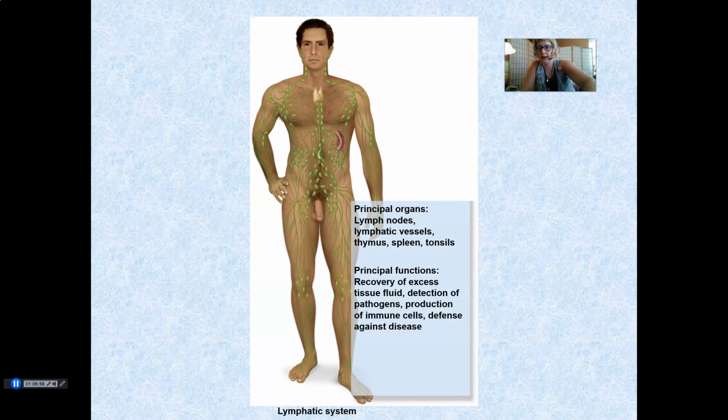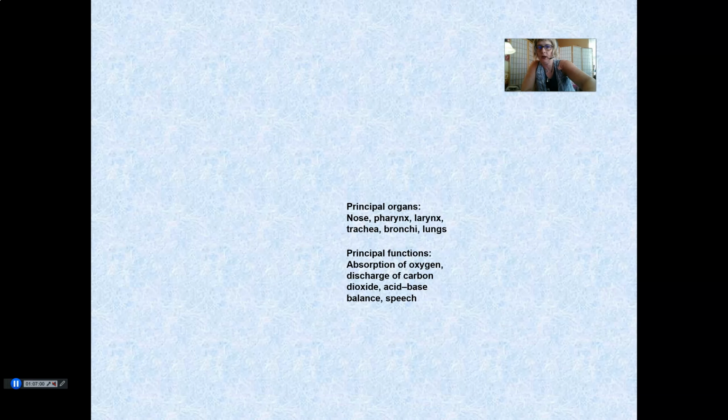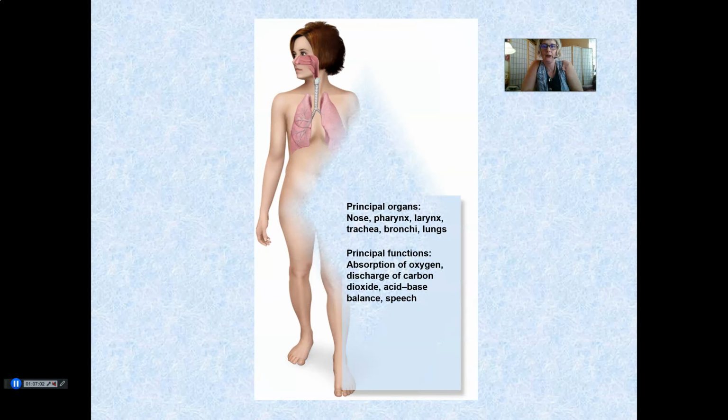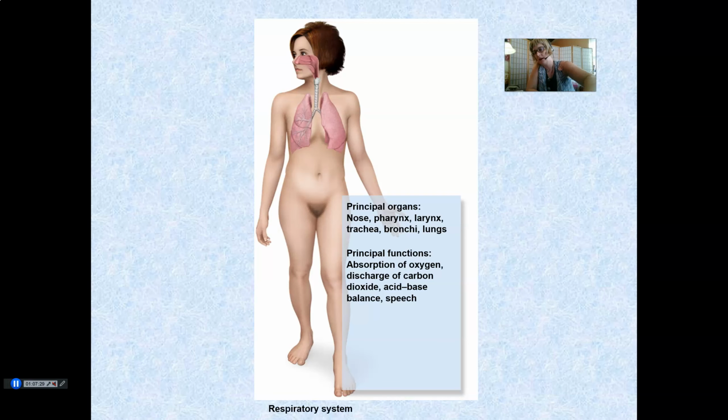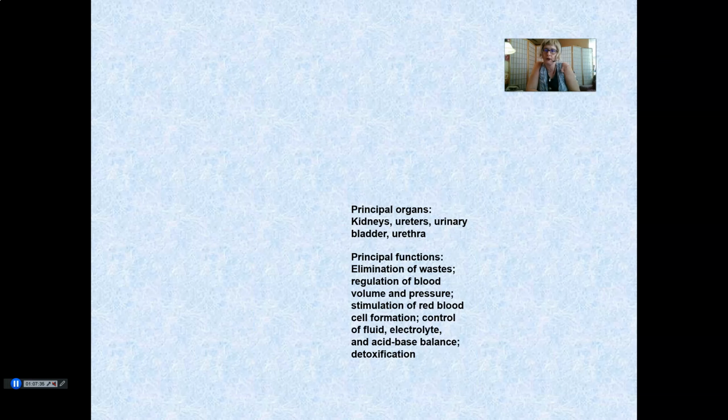Now, the next slide is going to show you the respiratory system. Without the respiratory system, we would not be alive. We need to convert the oxygen and get it to all tissues and all cells of the body. And the way we do that is through our nose and breathing through our nose and our mouth, preferably our nose, getting the oxygen to where it needs to go. When we exhale, we get rid of our carbon dioxide.